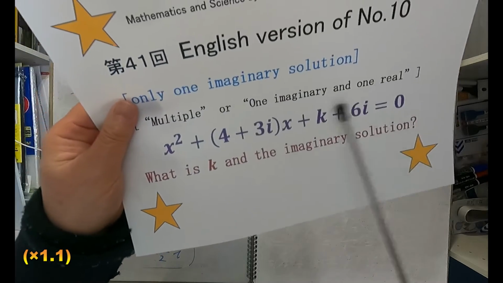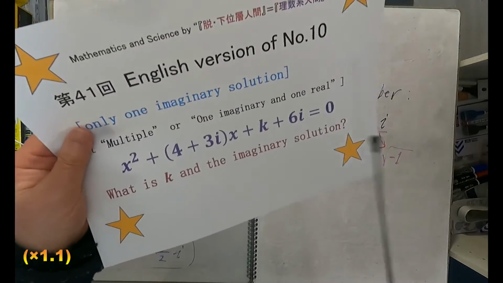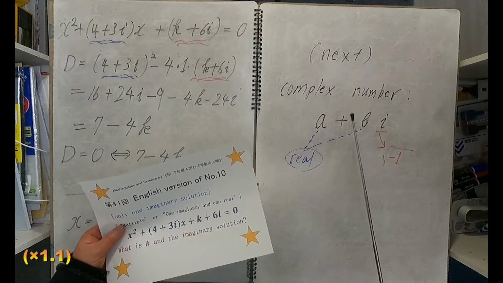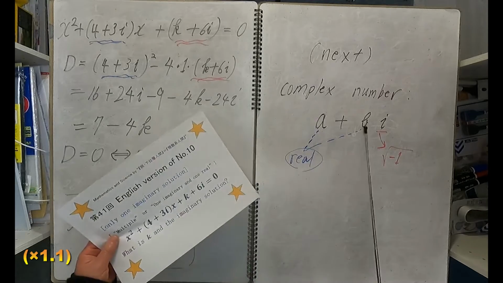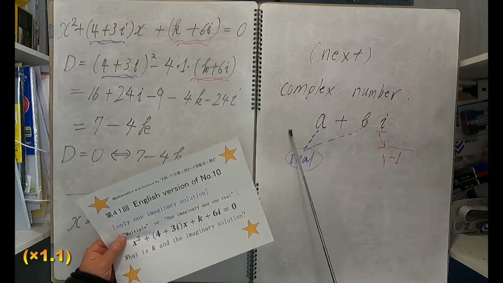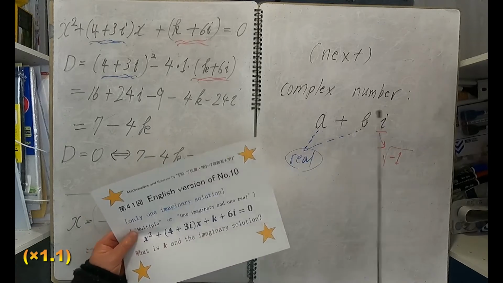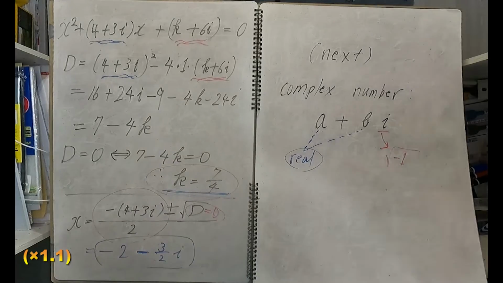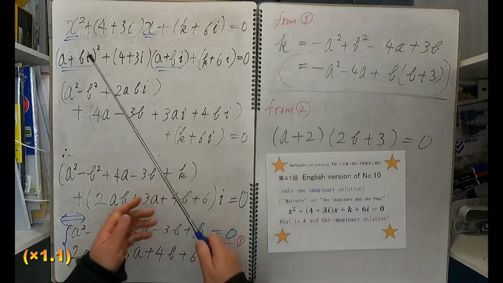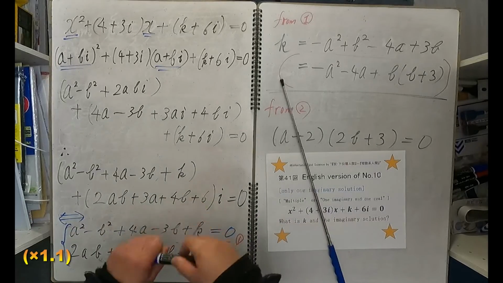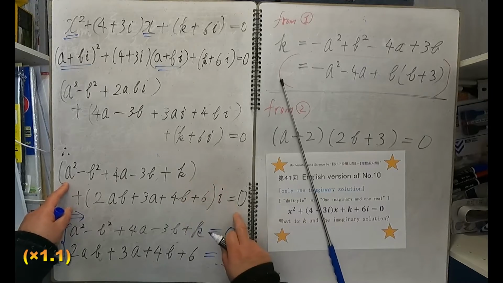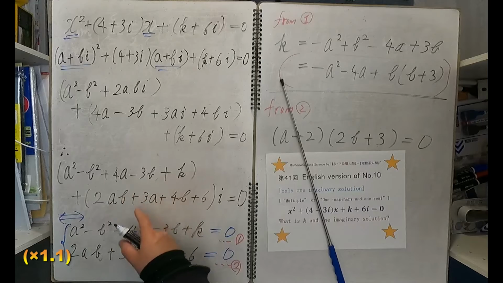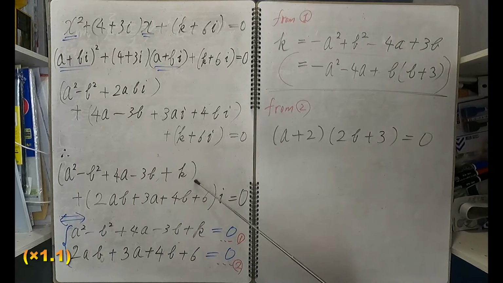Let's think about the next case. A complex number is written like this: a plus bi. a and b are real numbers. a is the real part, and bi is the imaginary part, okay? So I already calculated this. And finally, I got this equation. This is the real part and this is the imaginary part.